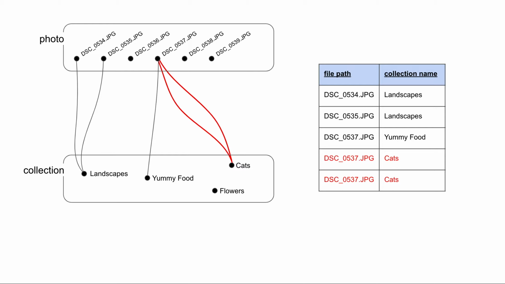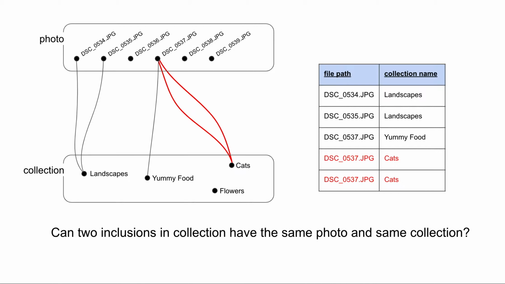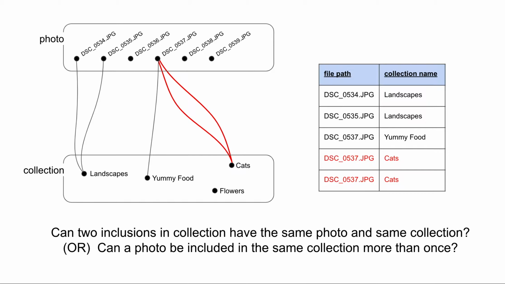And we will ask the users, can two inclusions in collection have the same photo and the same collection? Or can a photo be included in the same collection more than once? If the users answer no, it would mean having two such connections is not allowed or not possible. In that case, we would make no change at all, no tiebreaker, and we would maintain our two-way intersection entity. If the users answer yes, then we would need a way to tell those two instances apart. That would require an additional identifying descriptor or a tiebreaker.